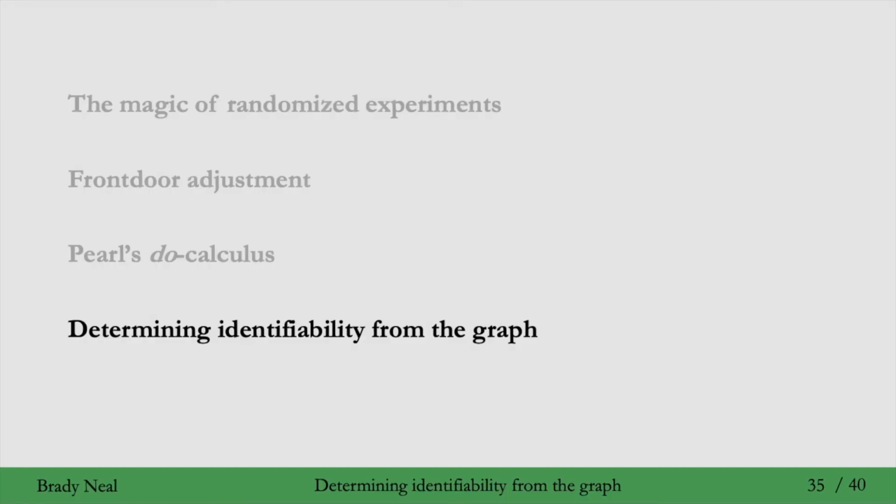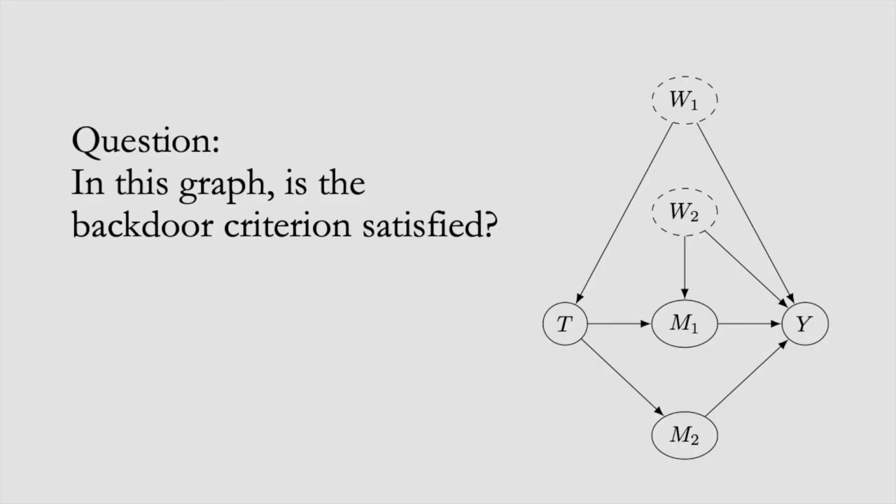While the rules of do-calculus are great because they're complete, just those rules doesn't make it easy to know whether some causal quantity is identifiable from just looking at the graph, like we could do with the backdoor criterion and the frontdoor criterion. In this section, we'll look a bit further on how to determine identifiability from just looking at the graph. To motivate this, let's start with a question.